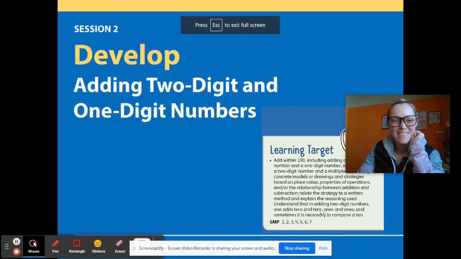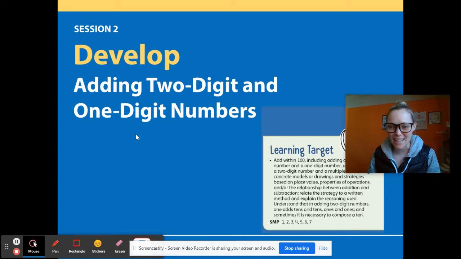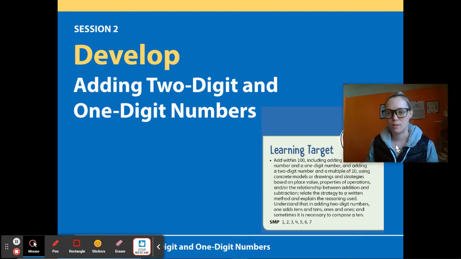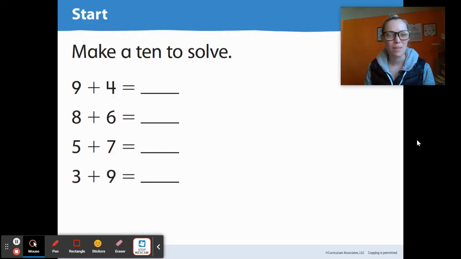Hi, boys and girls. Today we are continuing our new lesson on adding a two-digit number with a one-digit number. And this is building on what we learned about adding tens to tens or tens to a two-digit number. Now we're working on adding those ones to a two-digit number.